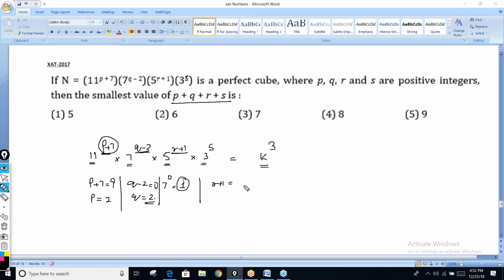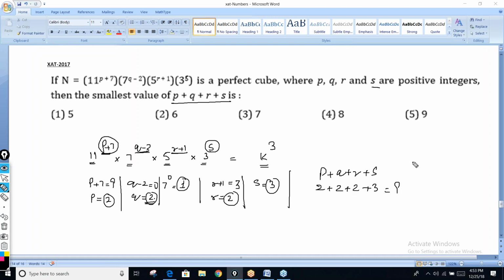No, I cannot take it 3, otherwise r plus 1 is 3 now, so r will be at least 2, correct? Can I take it as 0? No, I cannot take 0 because they are positive integers. So s, I have to take at least 3. So these are the minimum possible values of p, q, r and s. And what is the answer? Answer is 2 plus 2 plus 2 plus 3. Answer is 9.